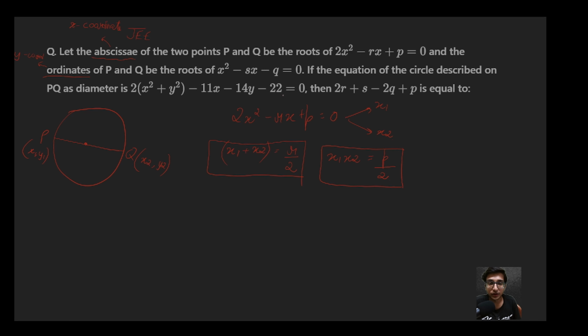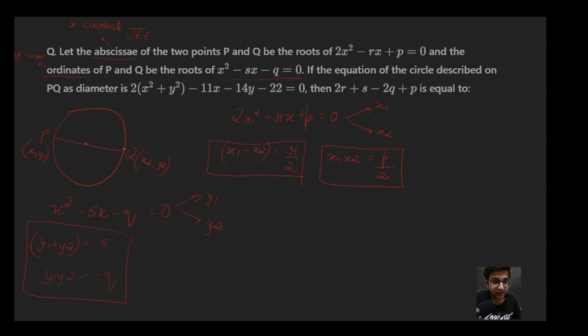Now let us find out for the other one as well. The ordinates y1 and y2 are roots of this equation. So let us do the same for that. X square minus sx minus q is equals to 0. So from here we know the roots are y1 and y2. That means y1 plus y2 is equal to minus b by a. So this becomes s. A is 1 here, so it's simply just s, and y1 y2 the product becomes c by a, so minus q. So this is another equation that we've gotten.